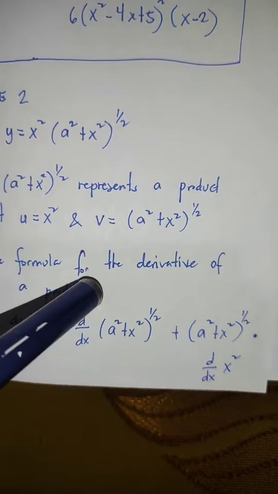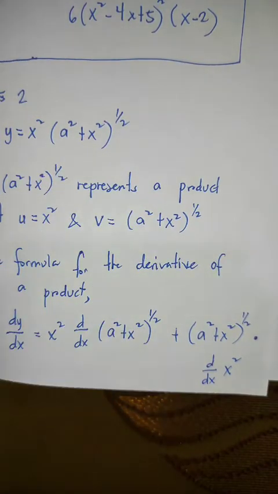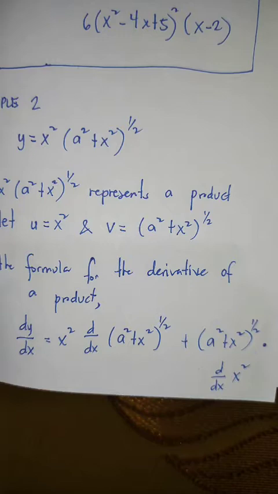So, derivative ng labas, then derivative ng loob. So, simplifying further, medyo mahaba siya. Pero pinaliwanag ko na yan before sa contact session natin. So, dito sinabi niya muna, y is equal to x square times quantity a square plus x square raised to 1/2 represents a product. So, yun na nga yung u natin and v. So, by the formula ng derivative ng product, ang derivative ng product is u times derivative of v with respect to x plus v times derivative of u with respect to x. So, pwede namang magkabaliktad kasi addition naman yan.